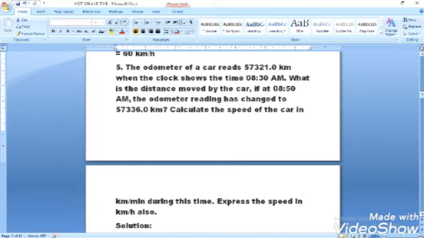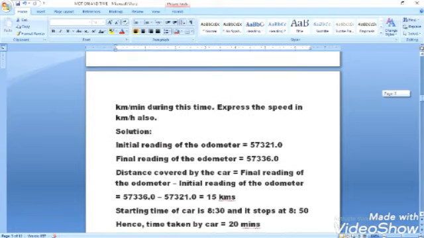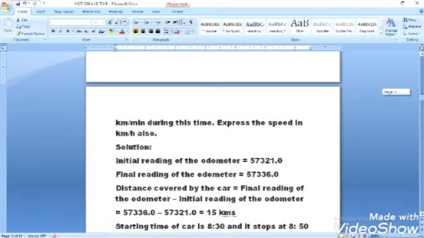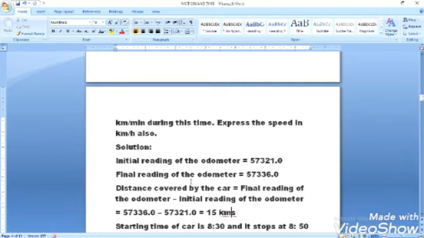So here, the given initial reading of the odometer. What is the initial reading of the odometer? Yes, 57,321 kilometer. Okay. Now, final reading of the odometer was 57,336 kilometer. Then, distance covered by the car is given by, we know that the final reading of the odometer minus initial reading of the odometer will give the distance covered by the car. So we get 15 kilometers.